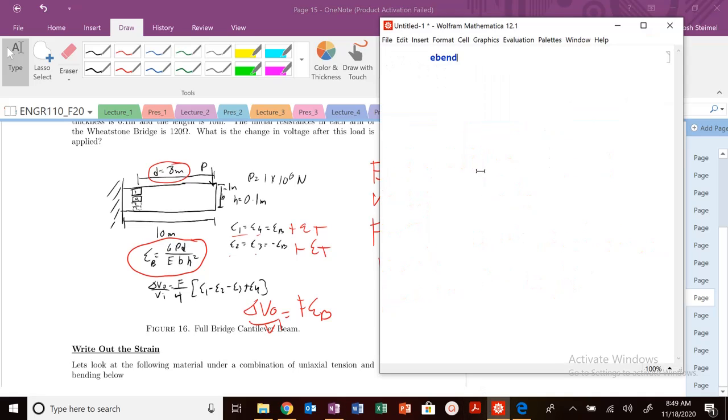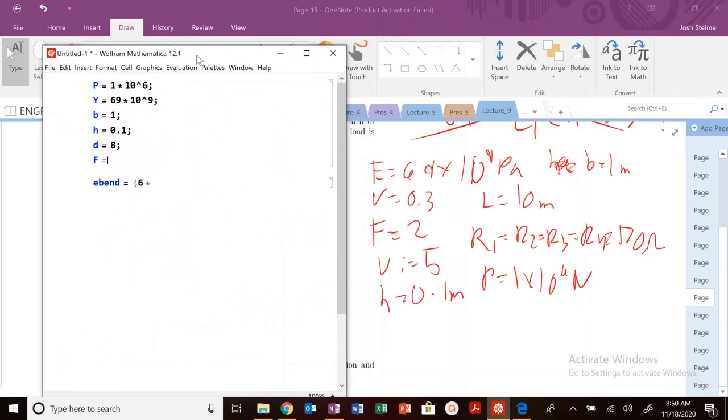I know that my E bend is equal to 6 times... let's define our variables first. P equals 1 times 10 to the 6 newtons. My Young's modulus Y is equal to 69 times 10 to the 9. My base is equal to 1. My height is equal to 0.1. And my D is equal to 8. My F is equal to 2, and my VI is equal to 5. I think that's pretty much it.